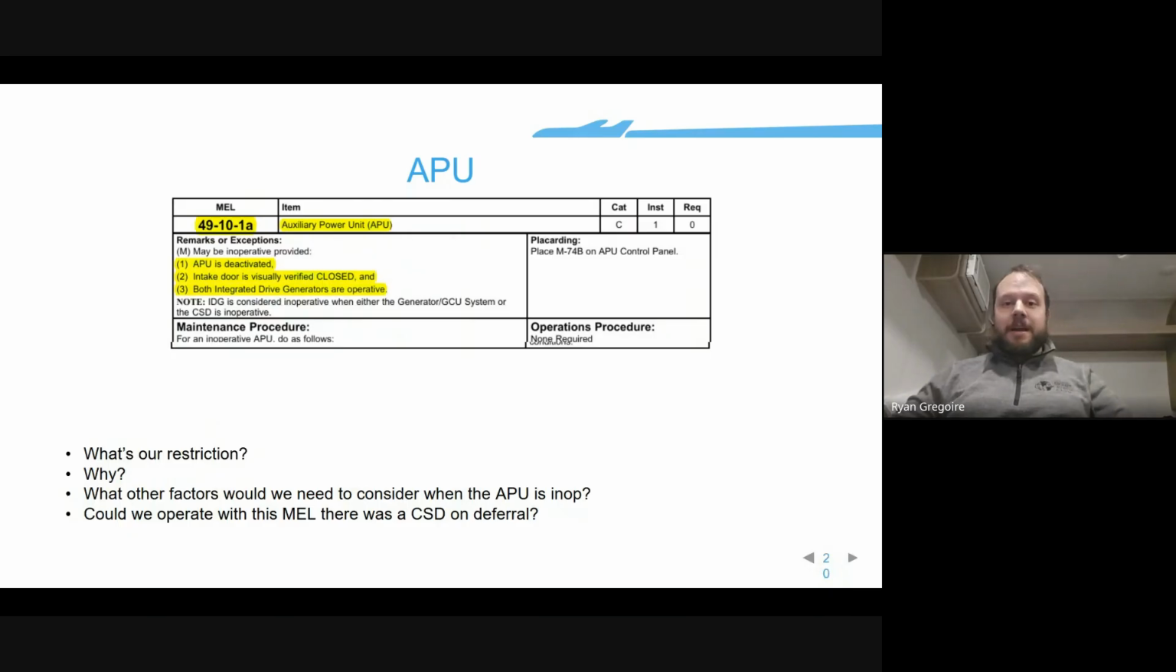So even though it's not stated in the MEL, this goes back to what I was saying earlier. The reason why it's critical for you as dispatchers to understand these systems, understand what they do on the airplane, and understand what happens when they don't work, is because even though the MEL description says nothing about needing an air start and ground power, you should know that if your aircraft has an inoperative APU, it needs an air start, it needs ground power, or else it's going to be dead on the ramp when it gets where it's going.